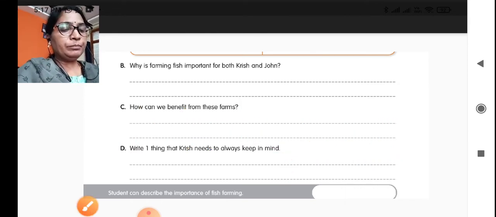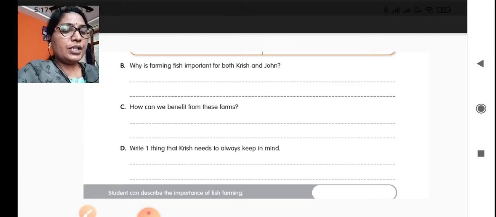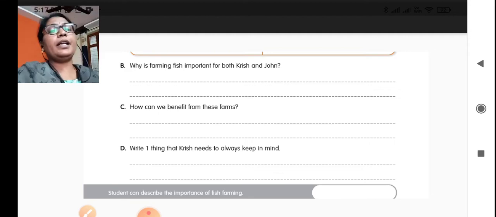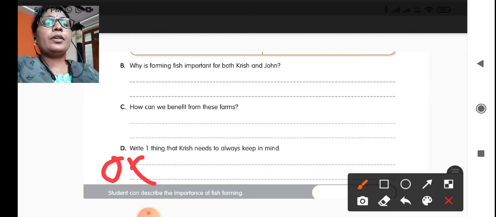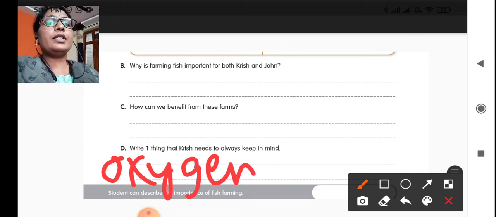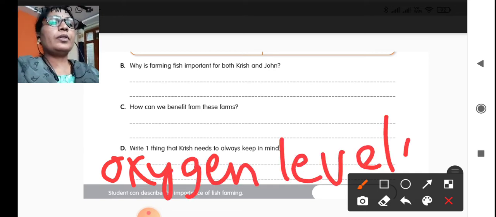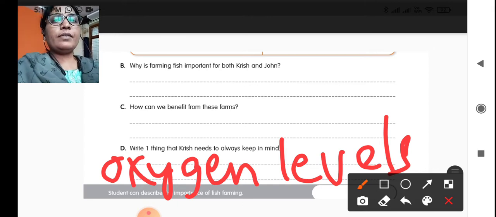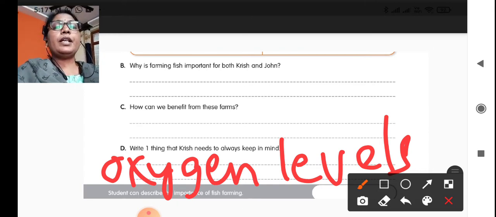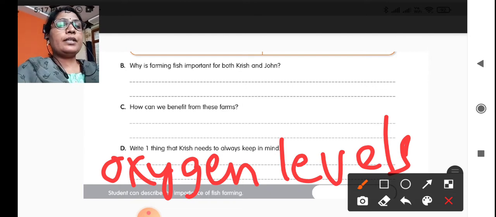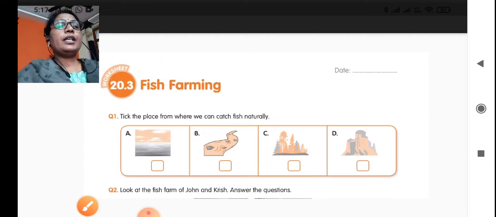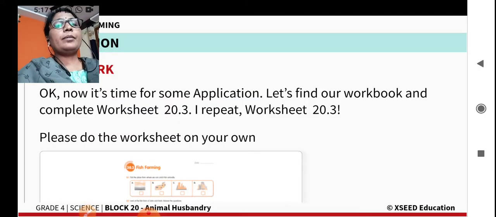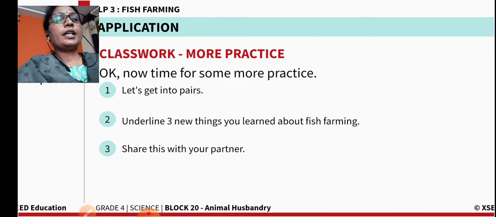Isn't it? And the last question is, write one thing that Krish needs to always keep in mind. So both of them have to keep in mind every time, that is checking oxygen levels in their farm. They had to check the oxygen level in their farm. It should be in correct level, otherwise the fishes may die. Understood, children? So now once again you read the content book and complete the practice questions which are given in the content book.